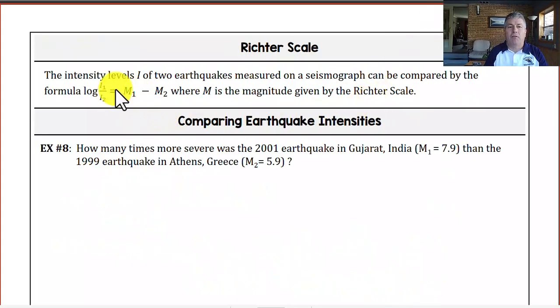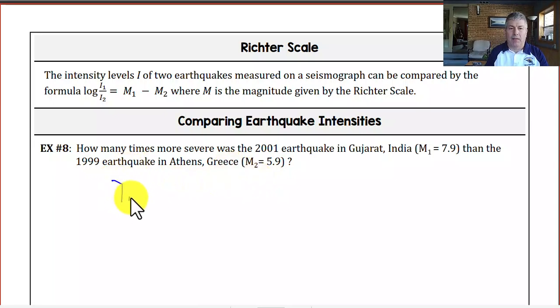Here's an example involving the Richter scale. The intensity levels I of 2 earthquakes measured on a seismograph can be compared by the formula log base 10 of I sub 1 over I sub 2 equals m sub 1 minus m sub 2, where m is the magnitude given by the Richter scale. Example 8 asks how many times more severe was the 2001 earthquake in India with a magnitude of 7.9 than the 1999 earthquake in Athens, Greece with a magnitude of 5.9.